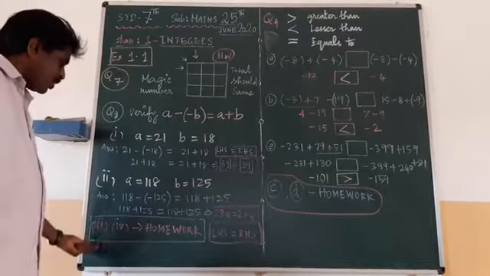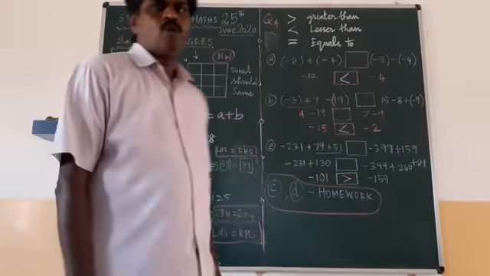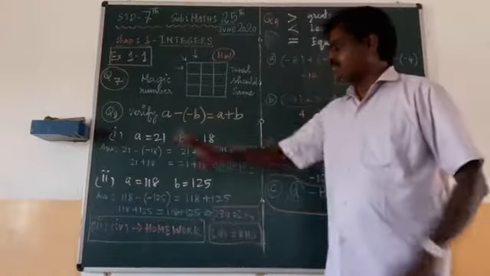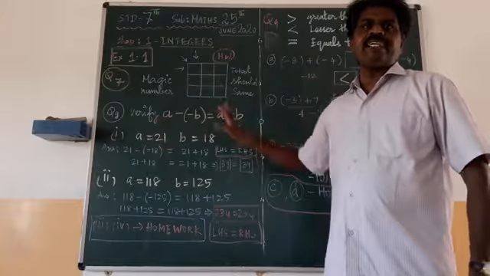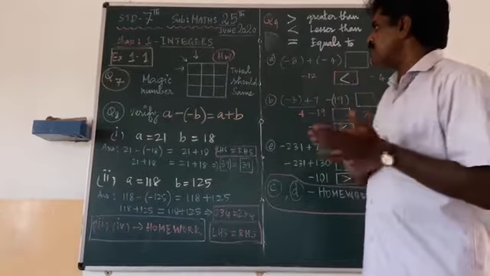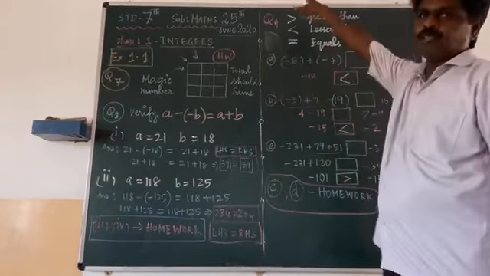So take the third and fourth problems as homework. It is a very simple problem. Substitute and see whether the left hand side and right hand side are equal or not. Okay? Then next, question number 9.